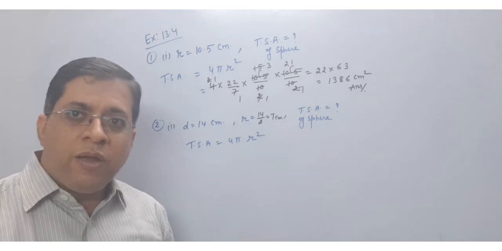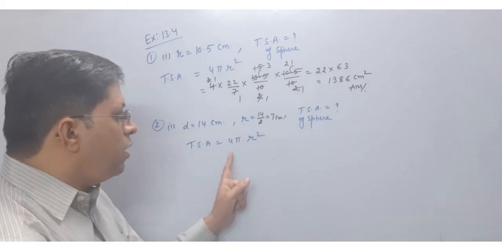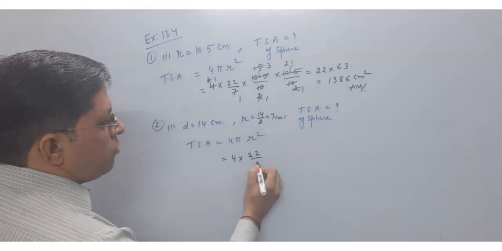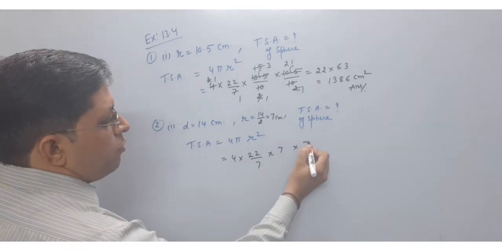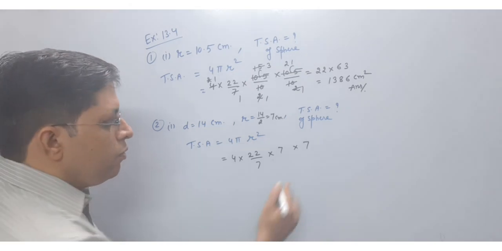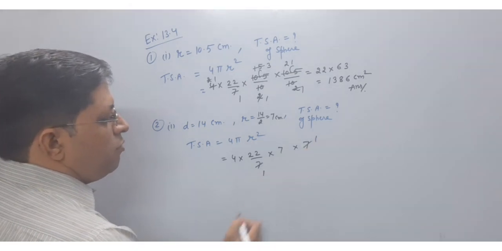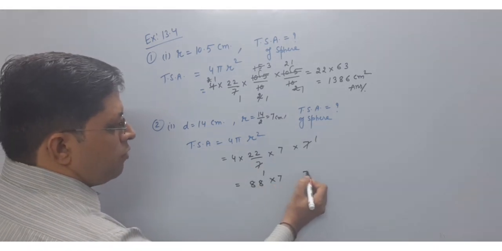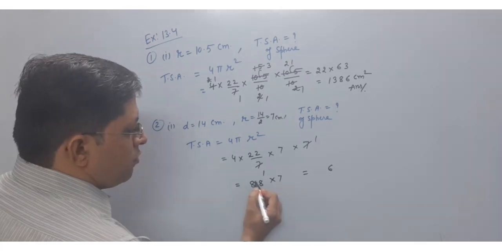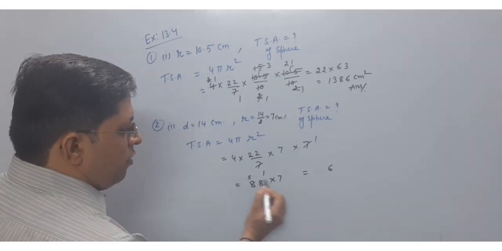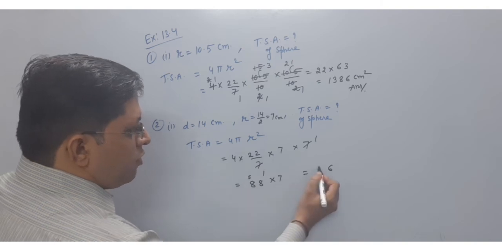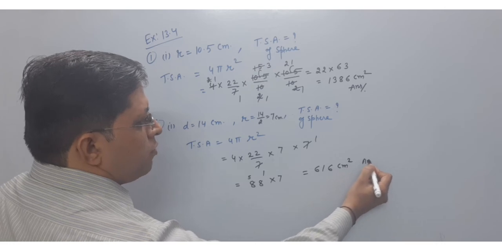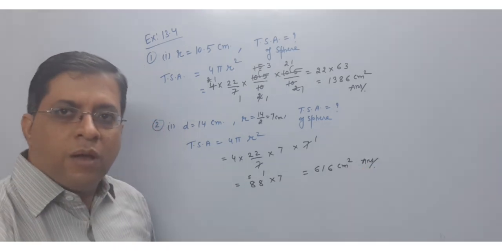And what is the TSA of a sphere? Earlier we have seen, 4 pi r square. 4 into 22 upon 7 into 7 into 7. 7 1 7, 7 1 7. This is 22 into 4 is 88 into 7. 8 7 56, 8 7 56 and 5 is 61 centimeter square. This is your answer.